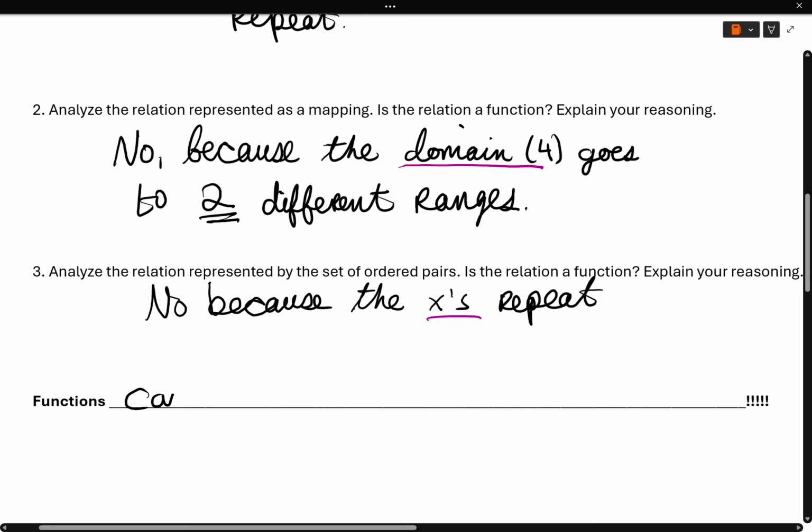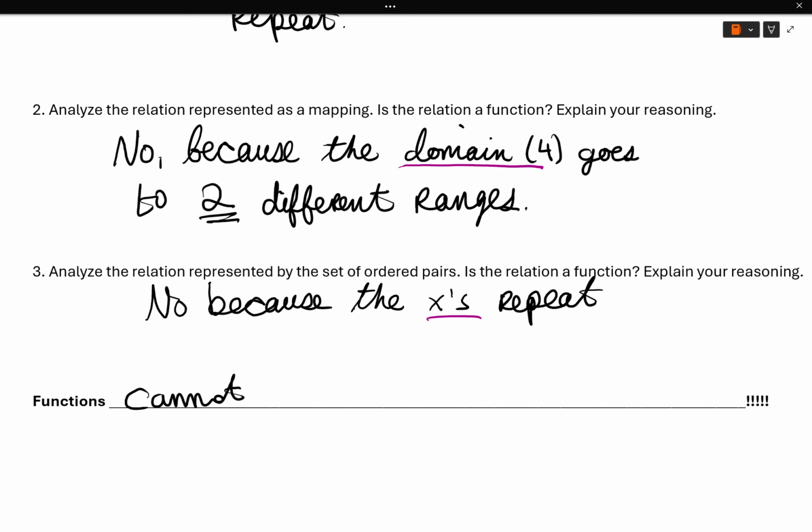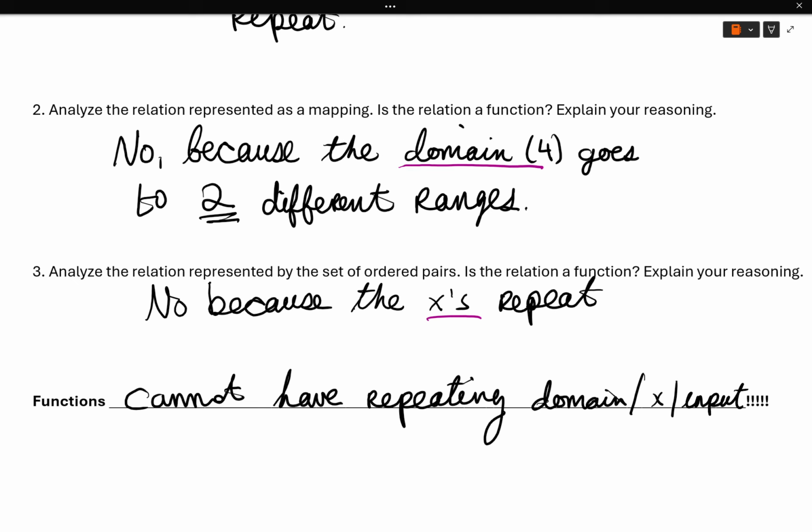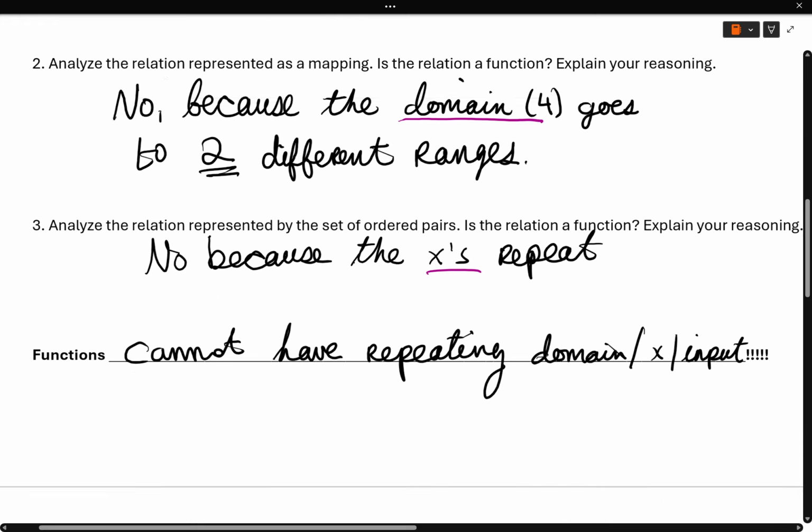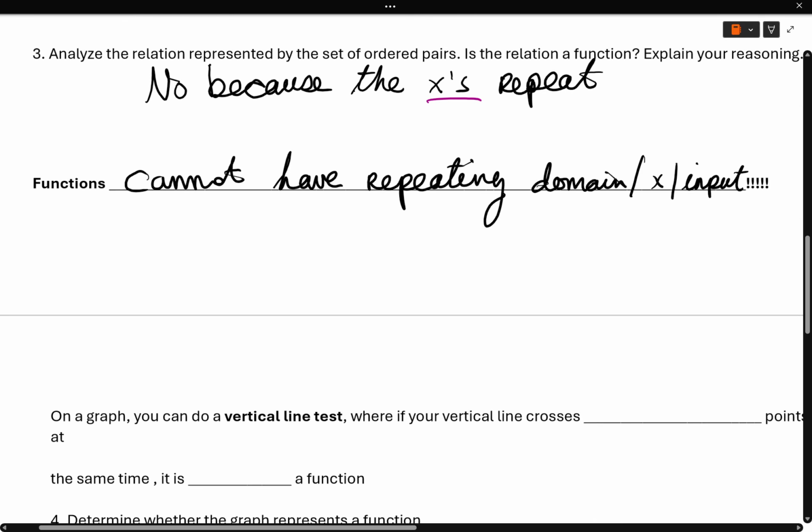So what is the golden rule of functions? Functions cannot have repeating. I'm going to write a bunch of synonyms. Domain / x / input. So functions cannot have repeating domains, x's, inputs.